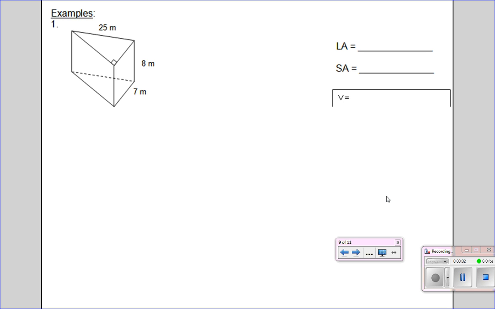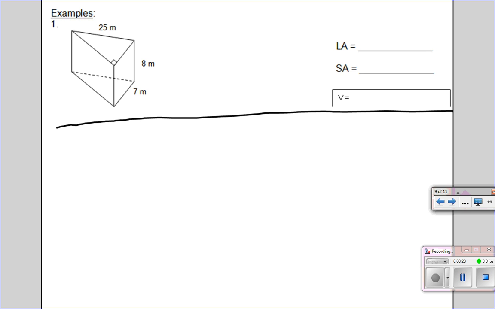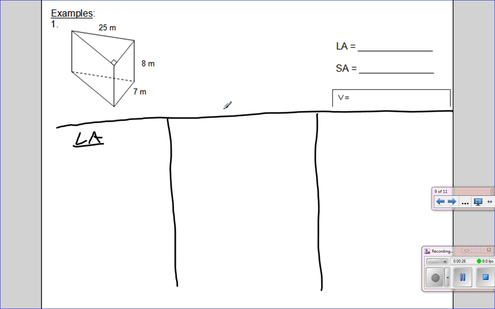Okay, welcome back. Let's resume with some practice problems for how we apply the surface area, the lateral, total, and volume to prisms. So first off, what I always say here is to make a chart for each of these formulas. So we're going to do LA in one, SA in another one, and V in our third one.